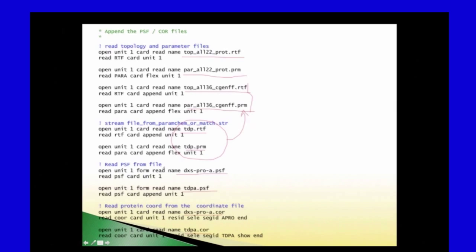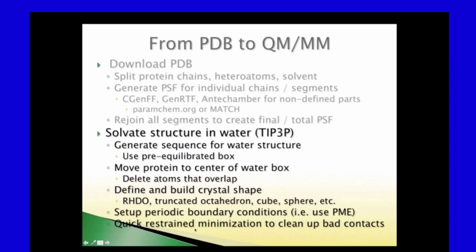Okay, so now you have your topology of your protein, your topology of your ligand, the coordinates of both, and then you can add these all together. So at this point now, you have a protein built with a ligand inside of it, and you're ready to start running calculations. Here, I'm going to go very quickly through this because this really is a standard type of procedure that you can download the scripts from CHARMM or the CHARMM tutorial I'll talk about and get this going pretty quickly.